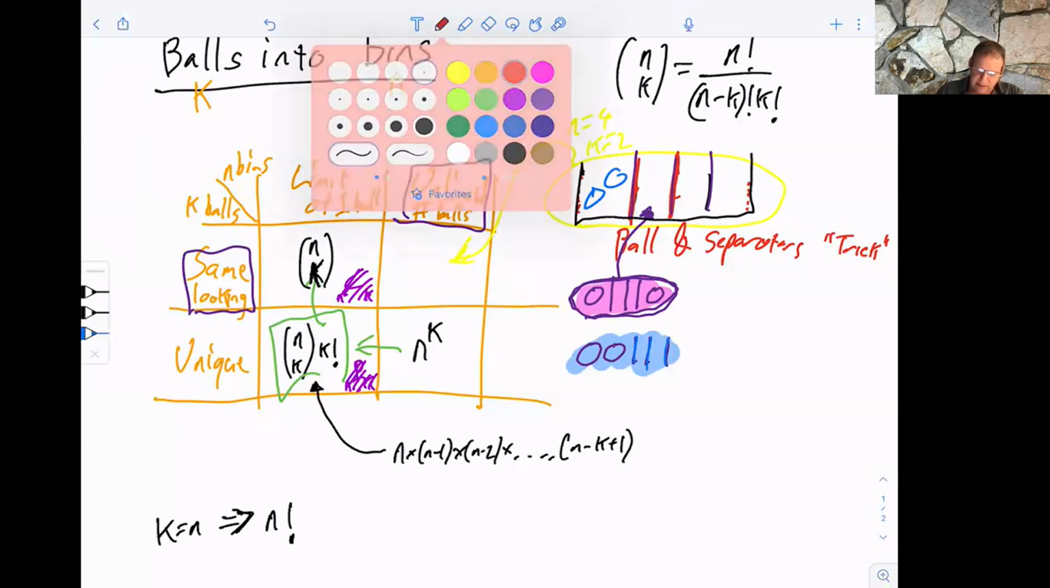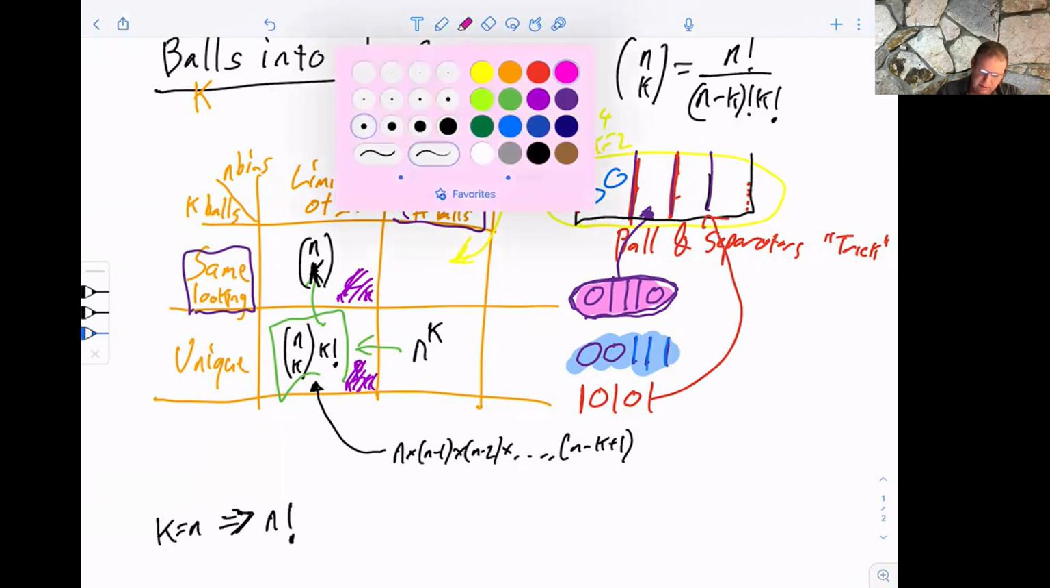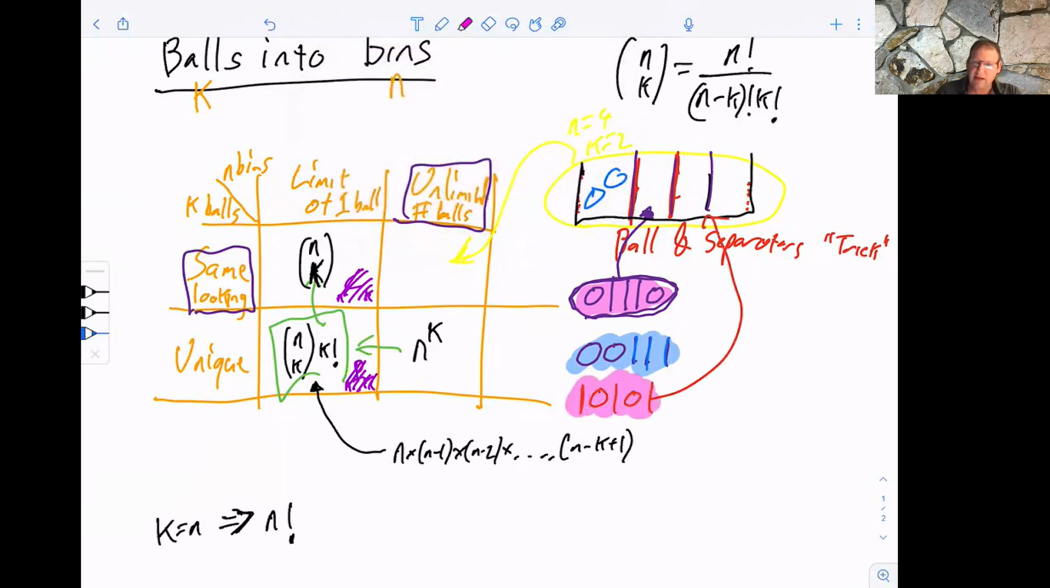Let's do separator, ball, separator, ball, separator. Okay, what does that mean here? What is this red? Let's not do red. What does this configuration mean now? It means a ball's in the second bin, just like you're saying. Very good. So I'll delete the balls. It means a ball's in the second bin, right? And a ball's in the third bin.